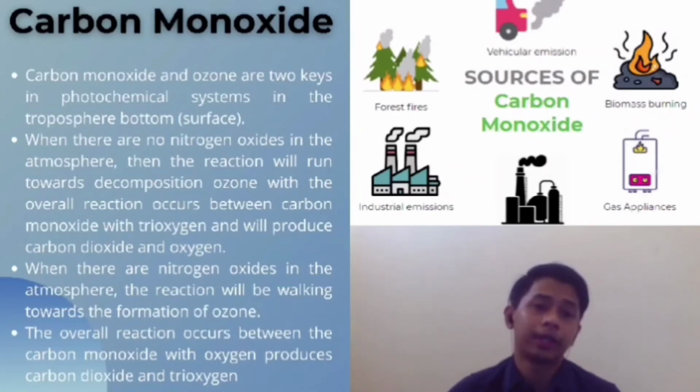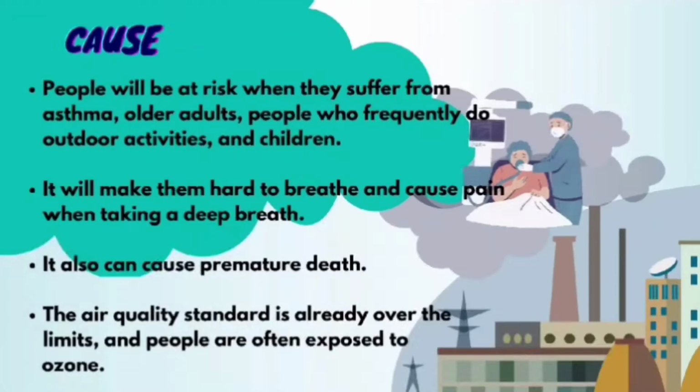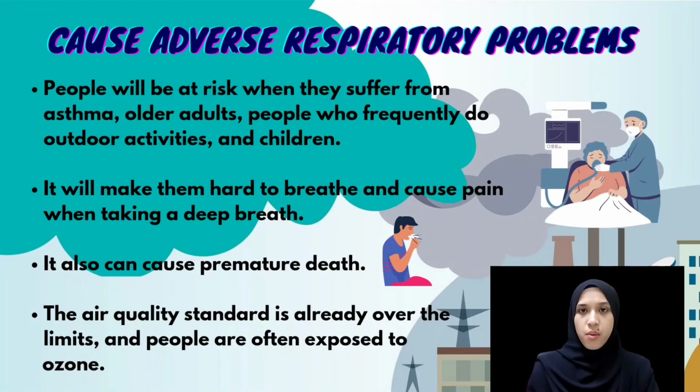Next, we move to the effect of ozone pollution. One of the effects is that it can cause adverse respiratory problems. People will suffer from asthma, and although adults commonly do outdoor activities, children will be at risk. They are exposed to ozone, which can cause lung disease such as chronic bronchitis and emphysema. The effects can be more severe for those who suffer from lung disease but are not excluded for healthy people. Therefore, the air quality standard is already over the limits and people are often exposed to ozone, which is a toxic gas.